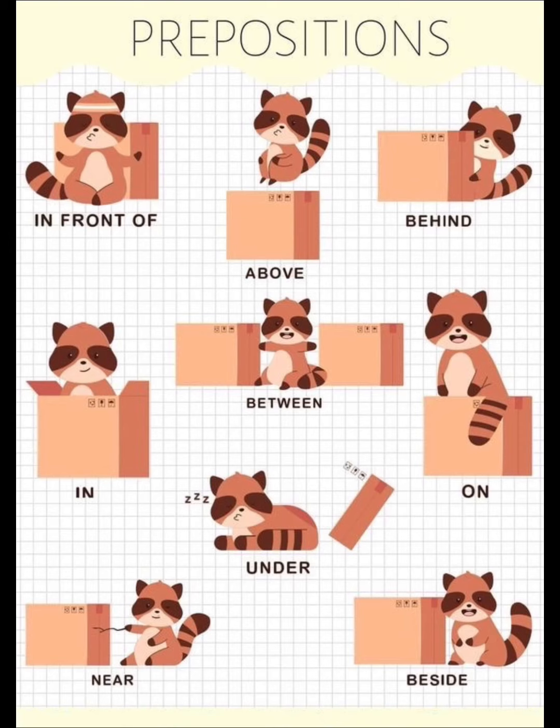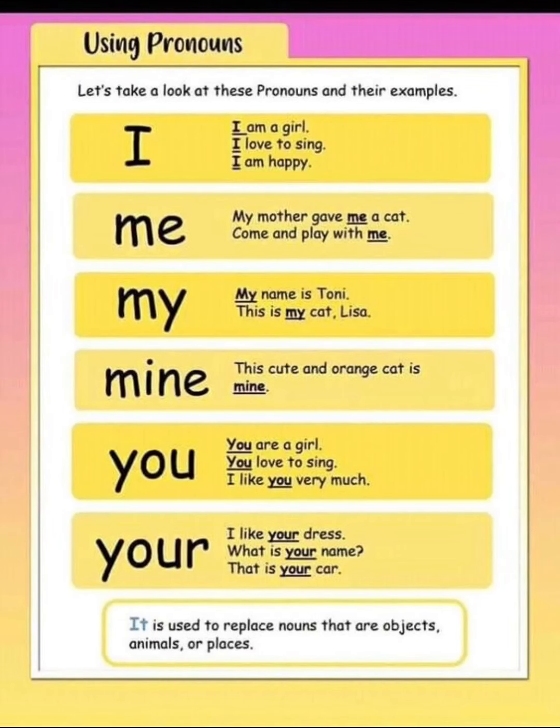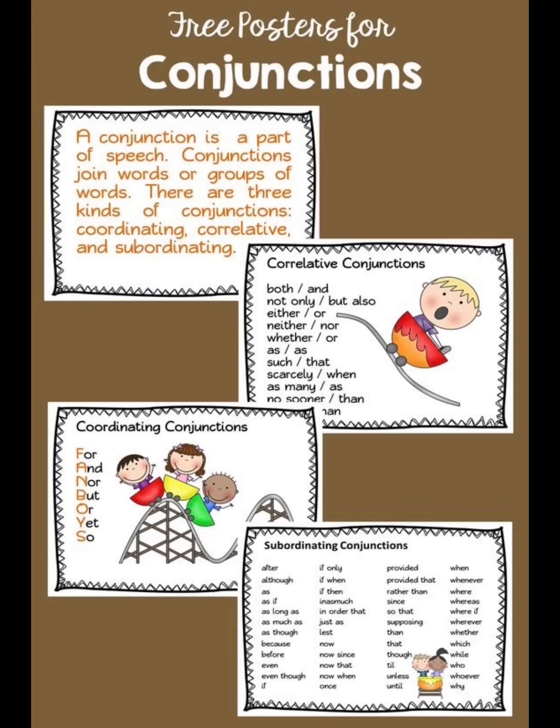Preposition, showing relationship of words and phrases. Example: in front of, above, and behind. Pronoun, replacing a noun. Example: I, me, and you. Conjunction, joining words, phrases, and clauses. Example: for, but, and so.